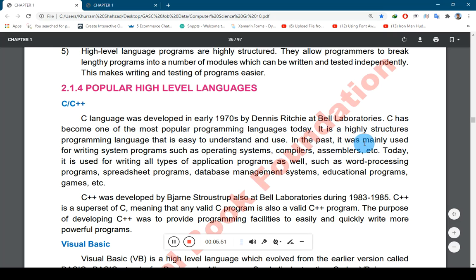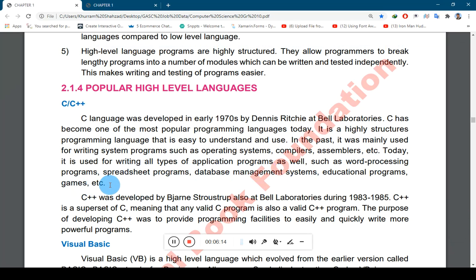In the past, it was mainly used for writing system programs such as operating systems, compilers, assemblers, etc. But today, it is used for writing all types of application programs as well, such as word processing programs, spreadsheet programs, database management systems, educational programs, and games. So C is a very popular programming language nowadays. We will do programming in C language in our whole course.